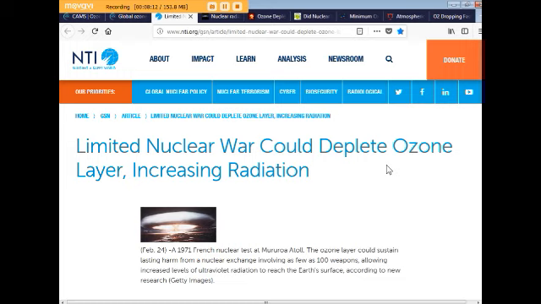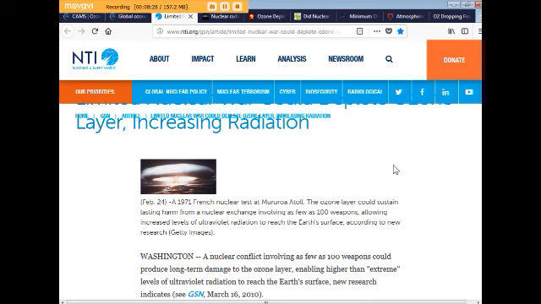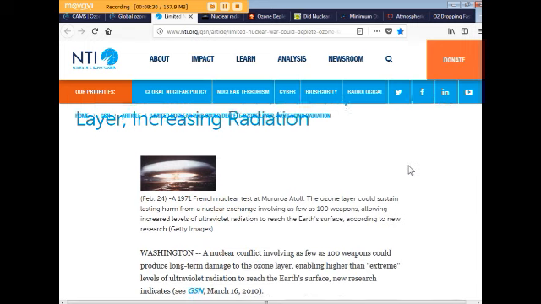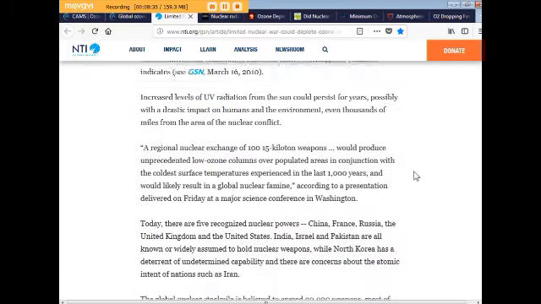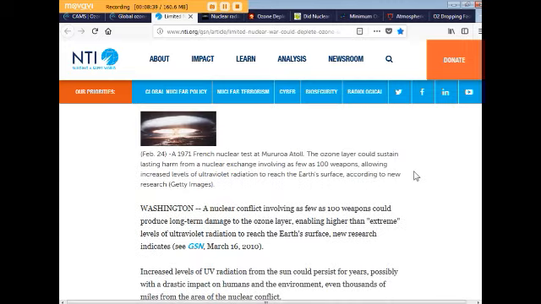It's from the NTI.org. And it says limited nuclear war could deplete ozone layer, increasing radiation. And this was from February 24th. I think this is an old article. I'm not sure of the year. And it's showing a 1971 French nuclear test at Mururoa Atoll.